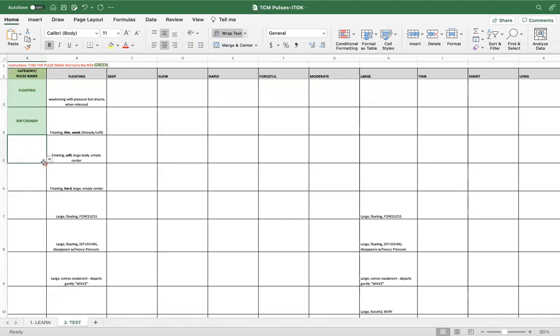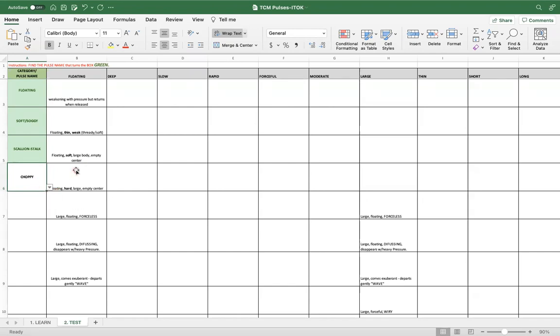If we have a floating, soft, large body and empty center, as we can see, we are sharing some of the characteristics with the prior one, the soft and soggy, but this is going to be the scallion stalk. If you choose one that is not correct, for example, I'm going to put here choppy, this is not the correct name, so that's why it is not turning green. The cell needs to turn green.